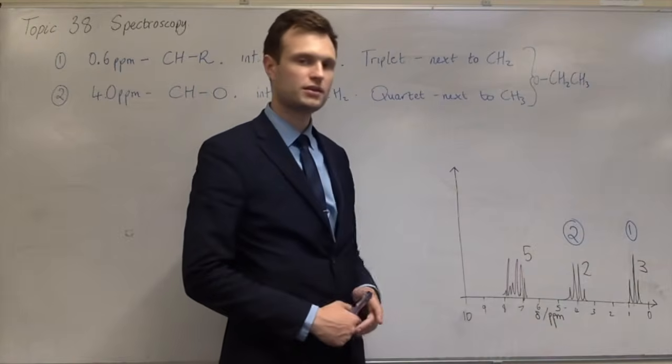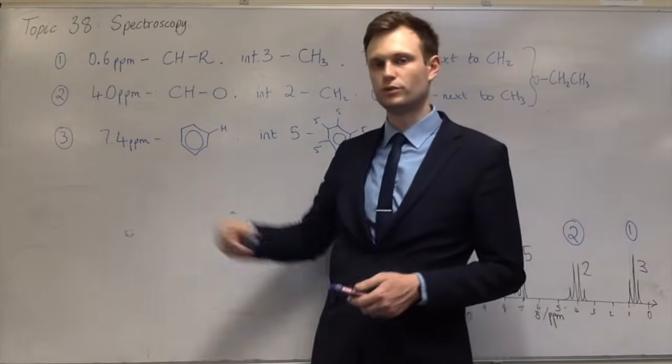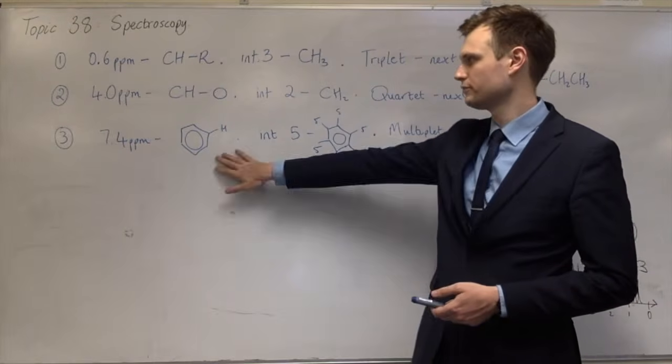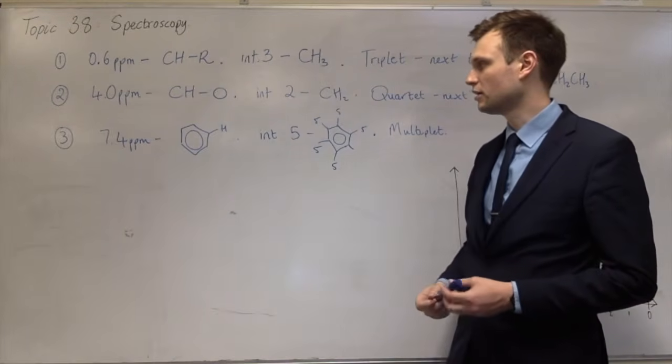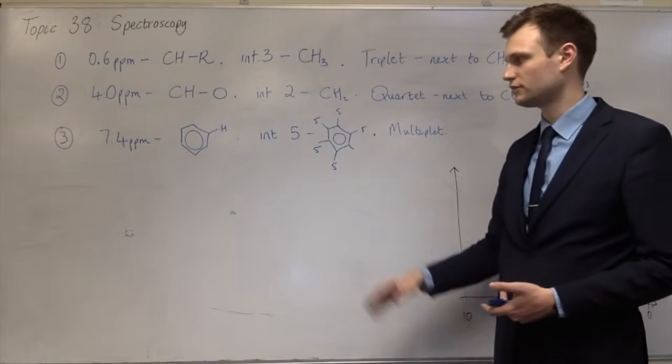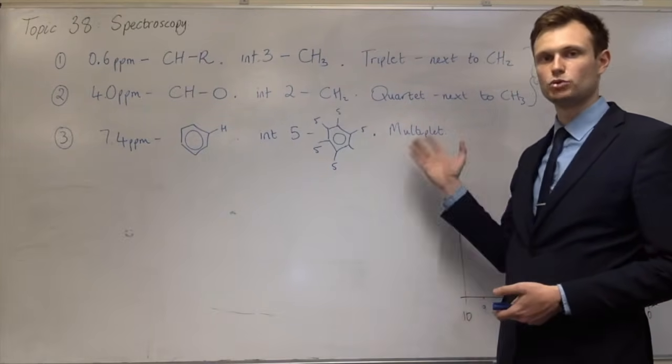I'm going to call this peak 3. So this next peak is at 7.4 ppm. That means if you look at the data sheet, there's got to be a benzene ring, or hydrogens on a benzene ring. It's got an integral of 5, which means that there are 5 hydrogens on that benzene ring, leaving one group, and it is a multiplet.